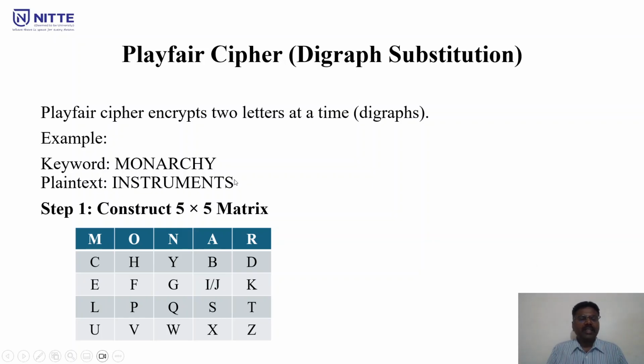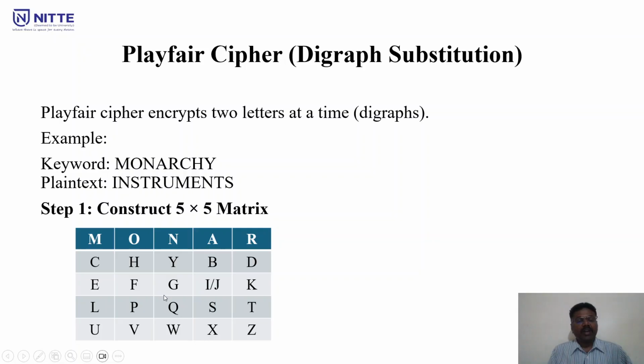So here we are going to be taking an example to understand how a Playfair cipher is going to be working. The keyword is monarchy and the plain text is instruments. We know how to construct the 5 cross 5 matrix for monarchy. I'll write the keyword monarchy continuously in the given matrix, then fill the rest of the cells with the rest of the alphabets other than the alphabets which come under the keyword.